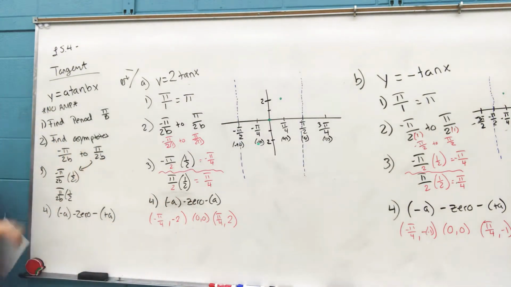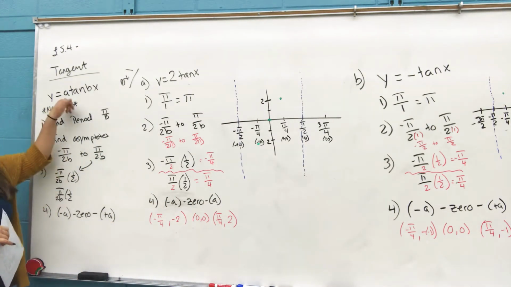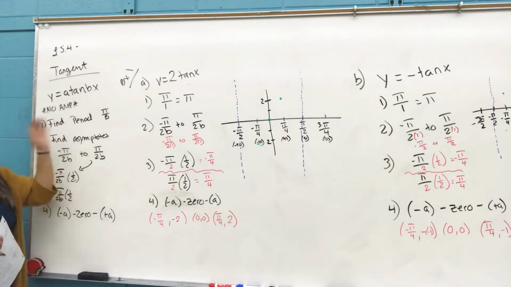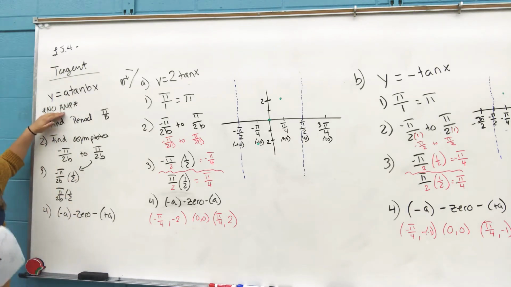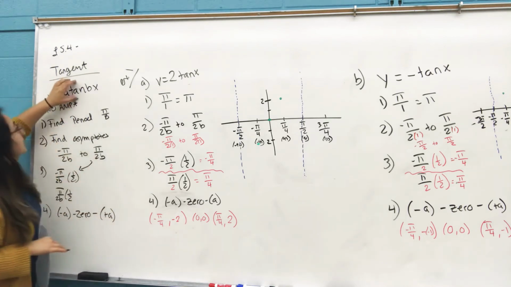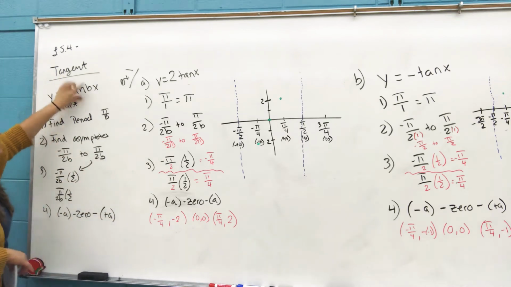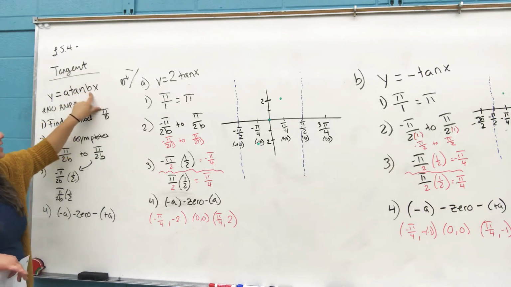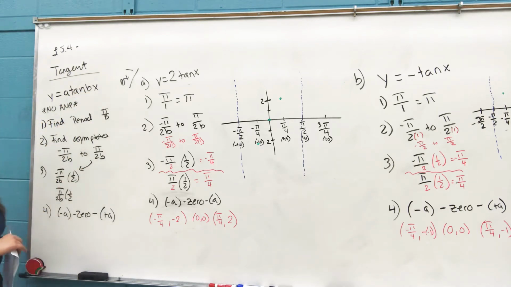y equals A tangent Bx. A is the amplitude up and down. That's not really an amplitude. We kind of focus on it, but kind of not really. Tangent, it's just the tangent. B is affecting the period, and x is just whatever the degree is.